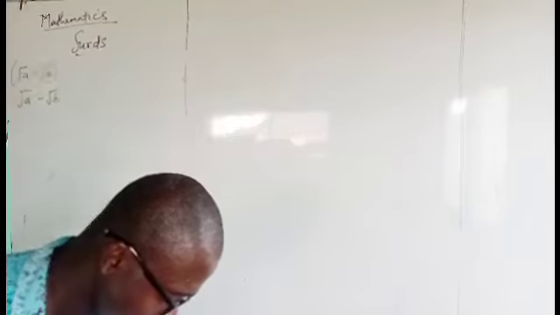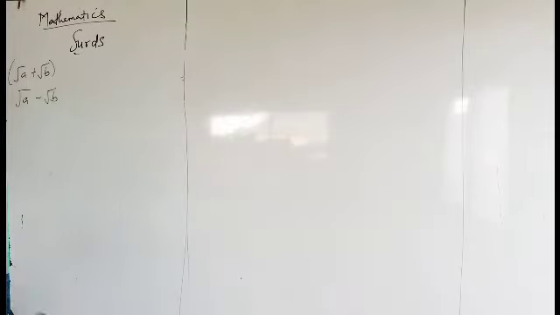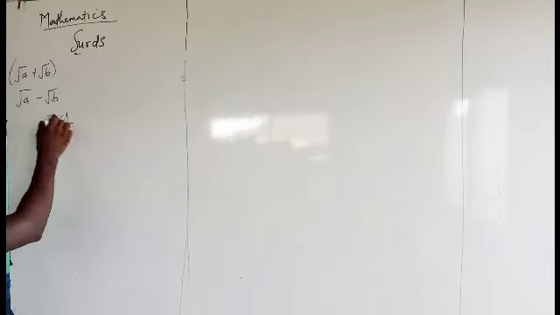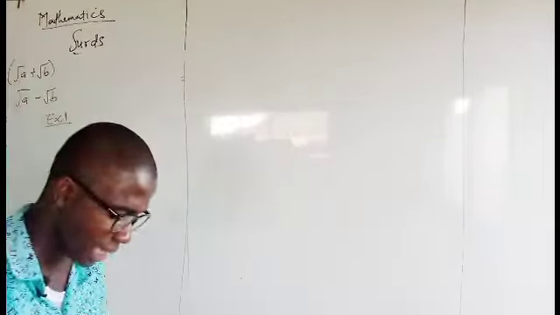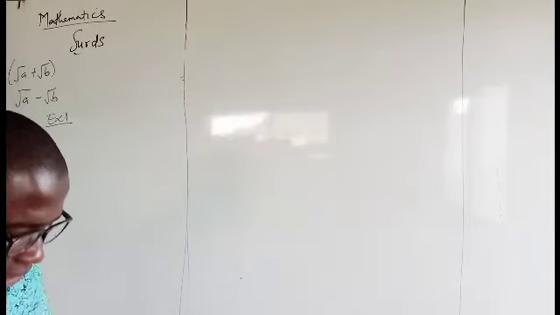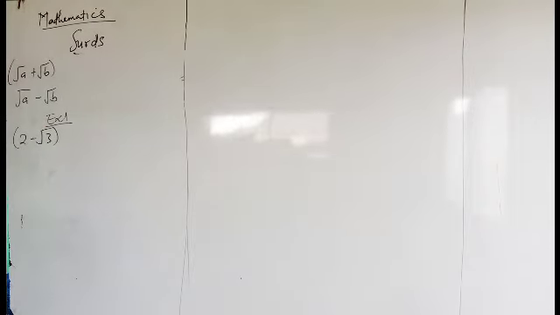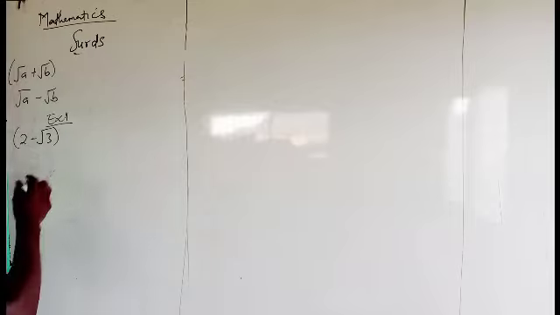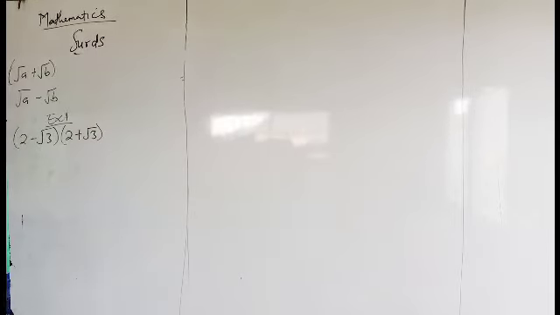Now let's solve a question on this. Example 1: multiply the following by a bracket which will make the product rational. So 2 minus root 3, this is the question. So you have to multiply this by a bracket which will make the product rational. So we are going to multiply by its conjugate. So this will be 2 plus root 3.